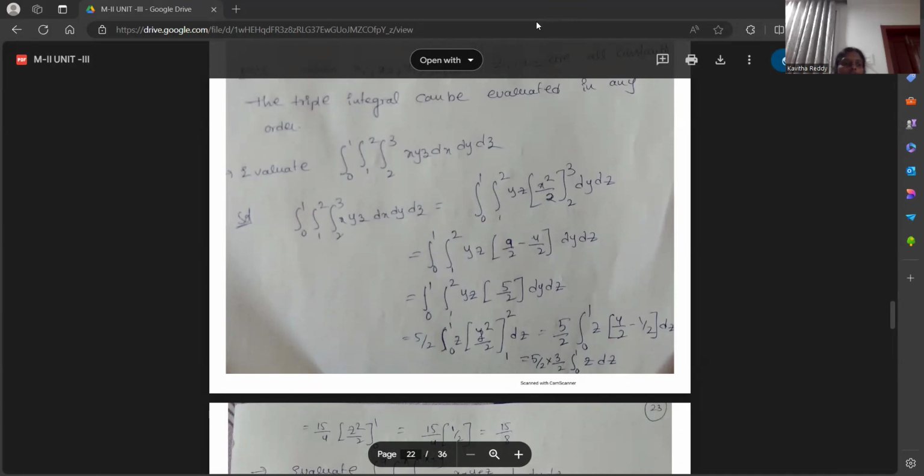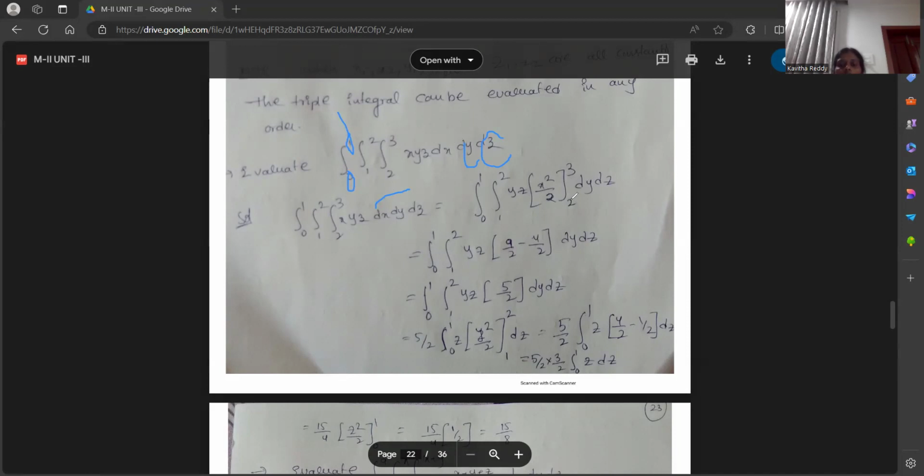Observe here: what are the limits? They are 0 to 1, 1 to 2, 2 to 3. These are all numerical values and constants. Then, as you wish, you can integrate with respect to z, y or x. First I'll integrate with respect to x.